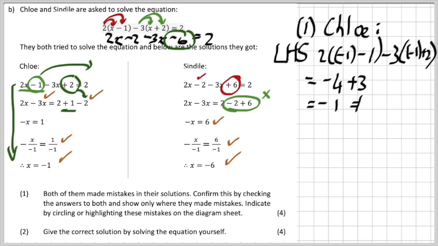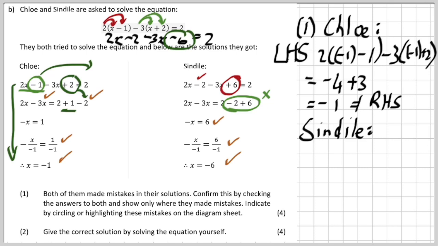But what does that right-hand side equal to? That right-hand side is 2. So the left-hand side is not the same as the right-hand side. And have we indicated where she made the mistakes? Yes, she made 2 of them: the negative 1 and the positive 2.